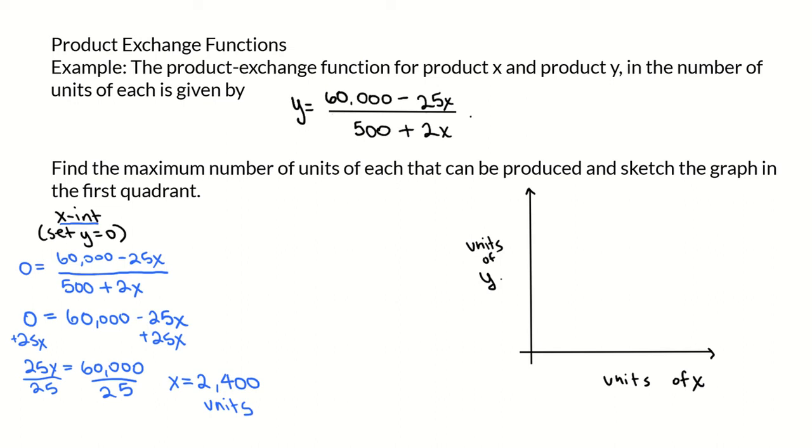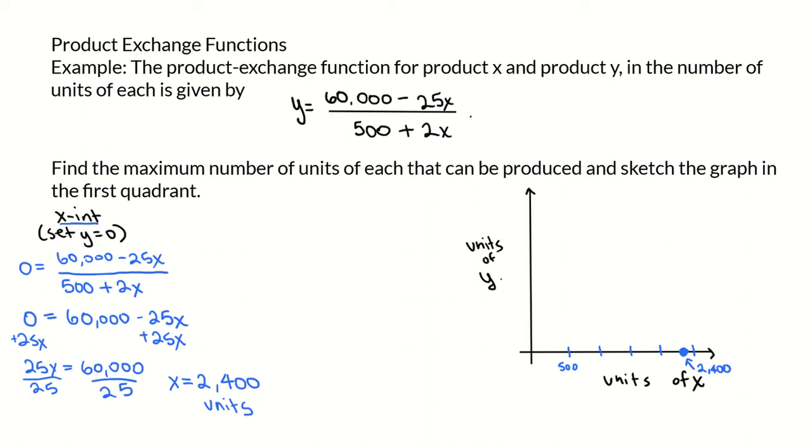And we can plot that point on the x-axis. Say we go up by 500s on the x-axis: 1,500, 2,000, 2,500. So there is our x-intercept, maximum number of units of 2,400.